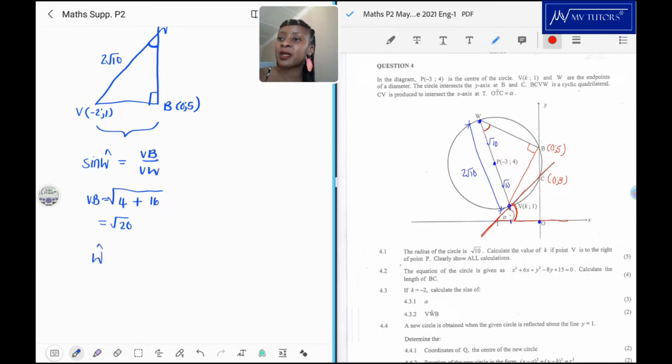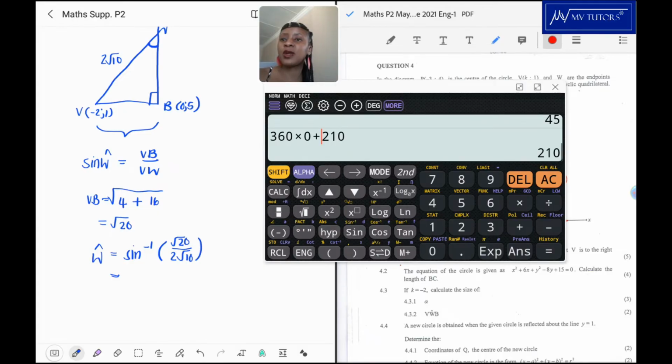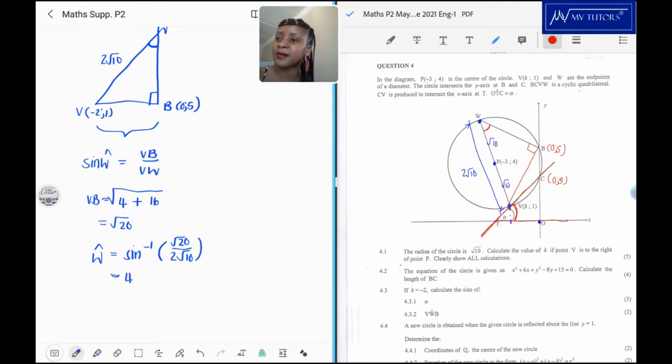Getting back to W. W is arc sine, and then VB is what I just determined, which is root 20, and then VW is 2 root 10. So we can put it in the calculator and determine what it is. So I have arc sine of root 20 over 2 root 10, and that answer will be 45 degrees. So I guess I took the longer route. Some way, somehow, you could have gotten it.